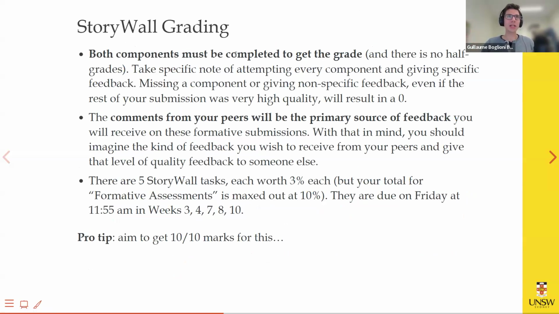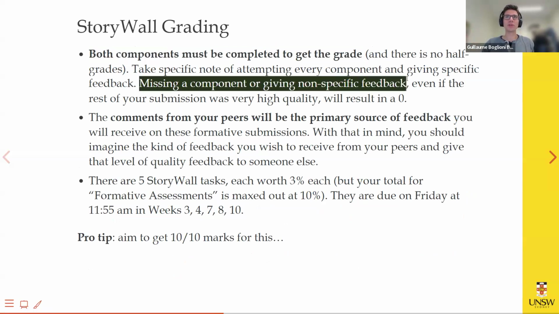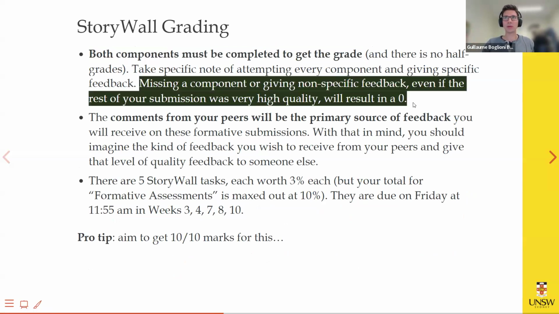Okay, so again, answering the actual question and giving feedback to a peer, both of these things need to be done for you to get the 3%. Missing a component or giving non-specific feedback, even if the rest of your submission is good, we'll give you 0.